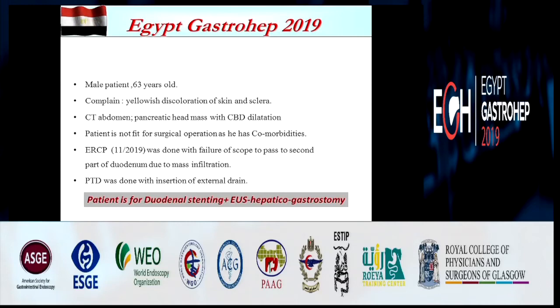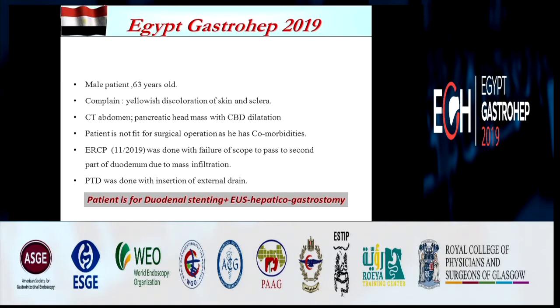A case of a male patient, 63 years old. He complains of yellowish discoloration of his skin and sclera. CT abdomen shows pancreatic head mass with CBD dilatation. The patient is not fit for surgical operation as he has comorbidities.